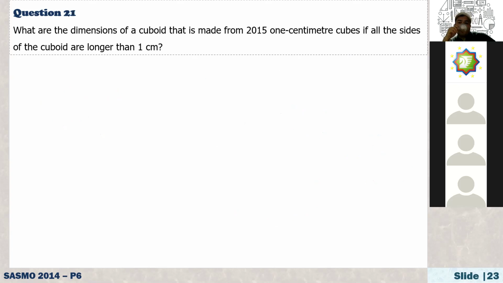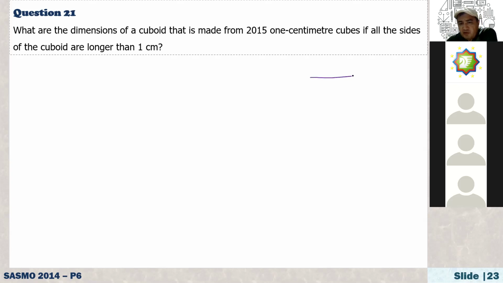Aiden, read the question. What are the dimensions of a cuboid that is made from 2015 1 centimeter cubes if all the sides of the cuboid are longer than 1 centimeter? It says, what are the dimensions of the cuboid that is made from 2015 1 centimeter cubes if all the sides of the cuboid are longer than 1 centimeter?